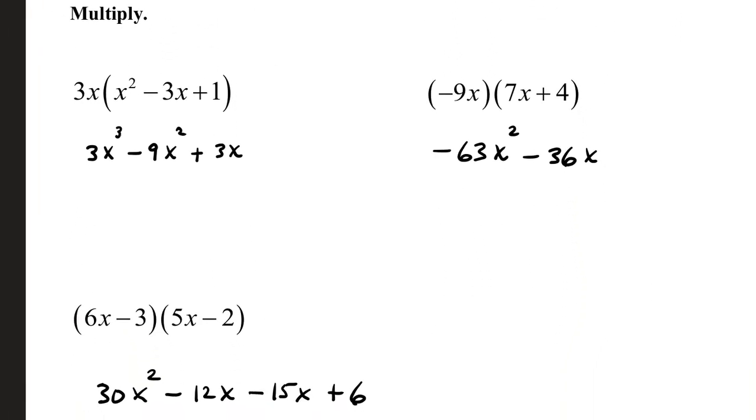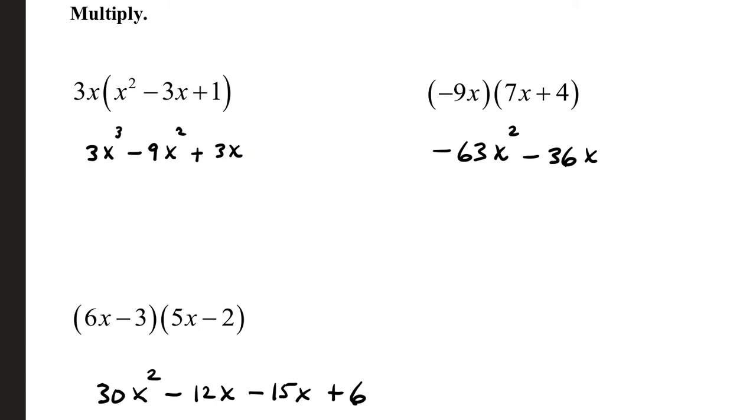Multiplication is the act of clearing your parentheses. In the top left example, we have 3x to the first times x squared. That's 3x cubed. One outside multiplied with a couple of them in here. That's 3 of them total. Second jump, negative 9x squared. X out, x in, 2 of them total. And then the third jump, 3x times 1 is 3x.